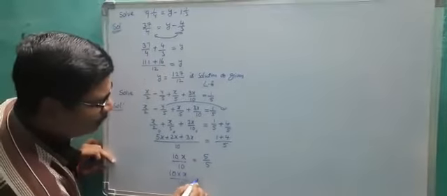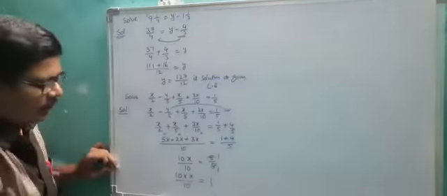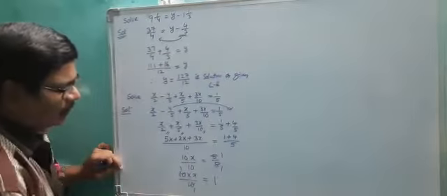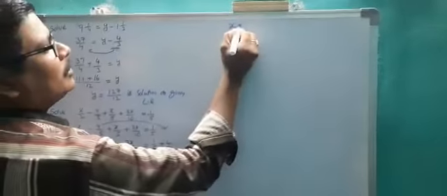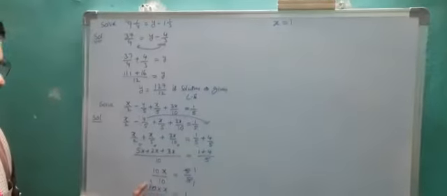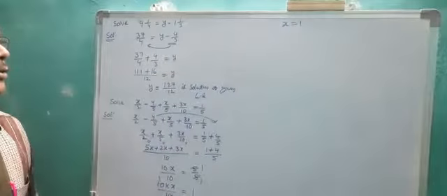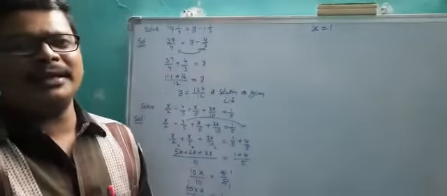By 10 is equal to 5 ones are 5, ones are, that means 1. Okay, so 10 ones are 10, ones are. So therefore the value or the solution is x equal to 1. That means x ones are 1, x by 1, that means x is equal to 1. So this x equal to 1 is the solution of the given linear equation.